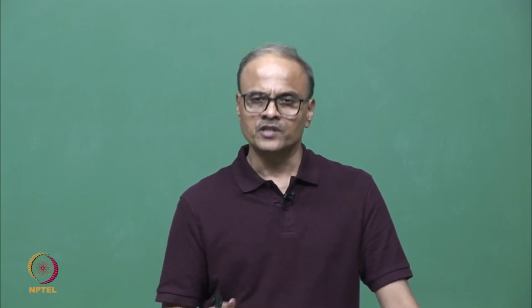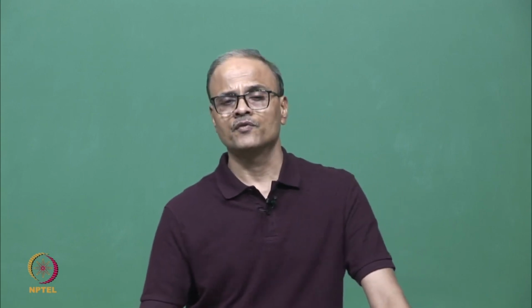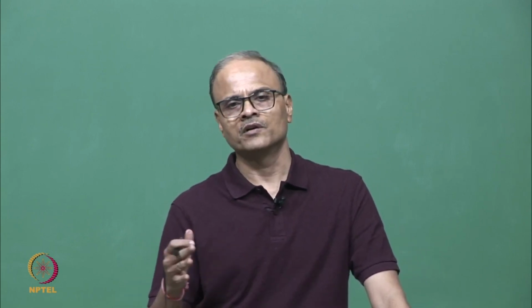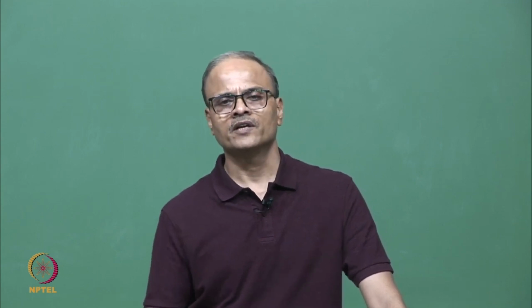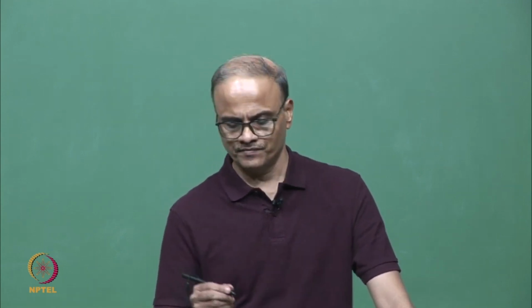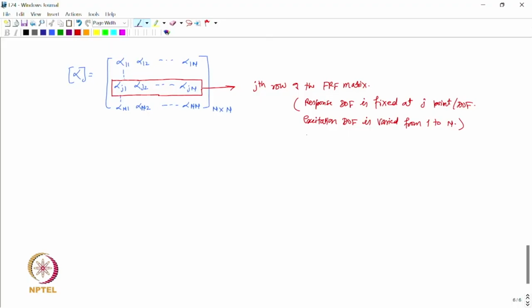And that is why this strategy, in which the response DOF is fixed and the excitation DOF is varied to measure different FRFs, is referred to as a roving hammer test. Okay. So, the hammer is moved or roved from one point to the next, and to the last point.